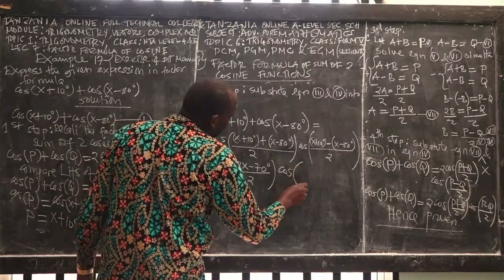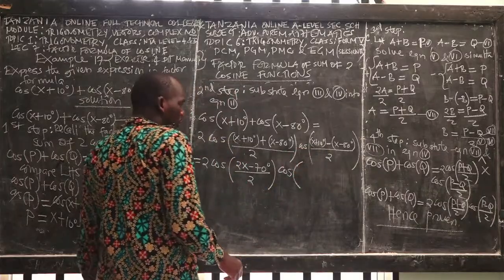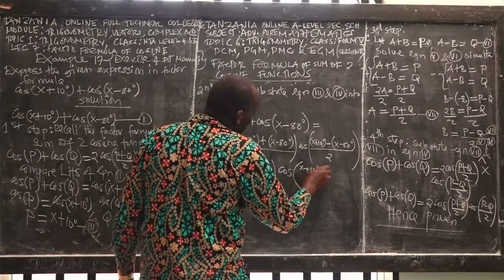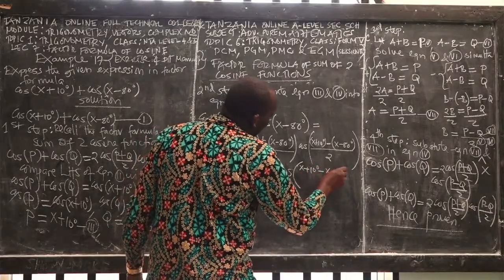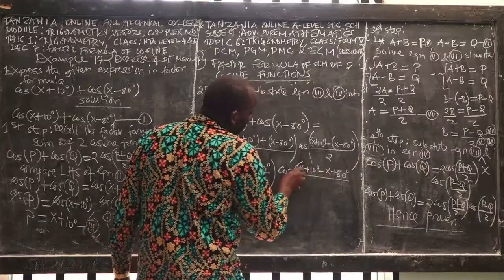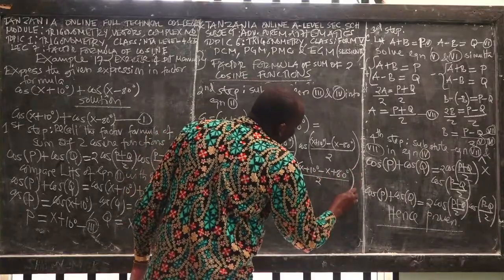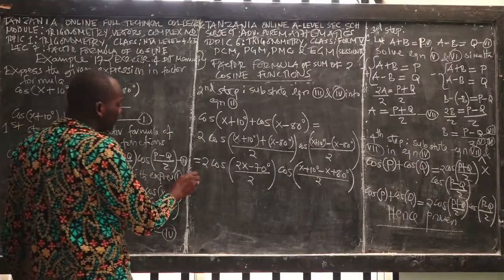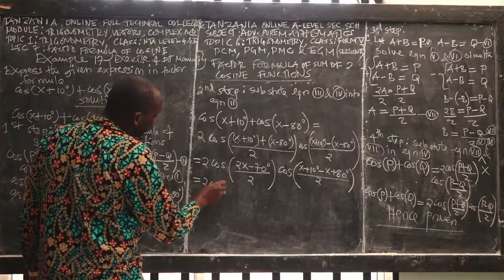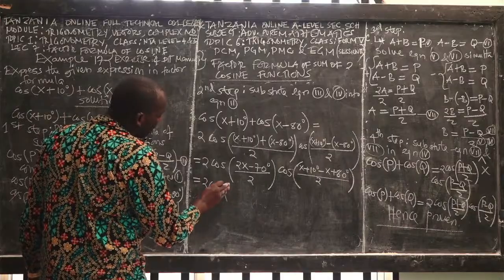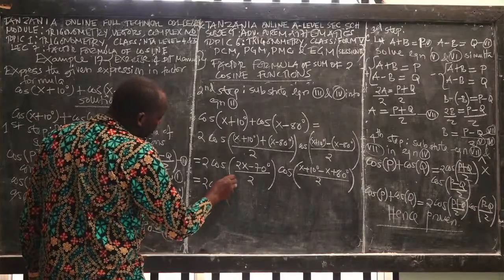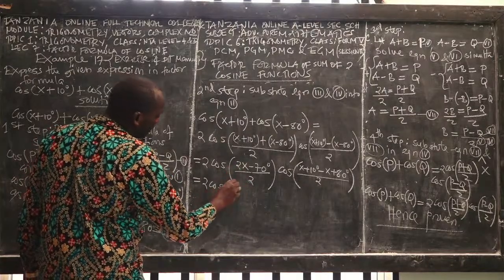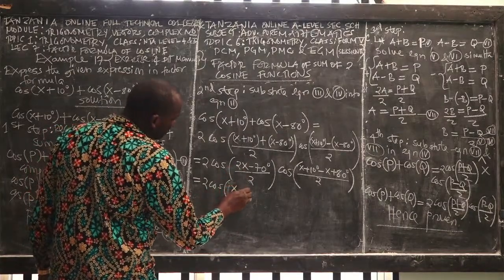Cosine of what? Open bracket, we have X plus 10 degree minus X plus 80 degree. Remember that we are teaching fast learner students, we are also teaching intermediate learner students, and we are also teaching slow learner students. So 2x over 2, we get x minus.